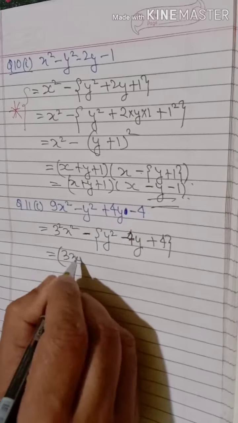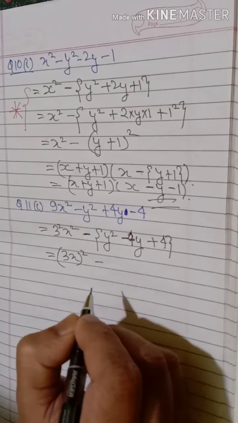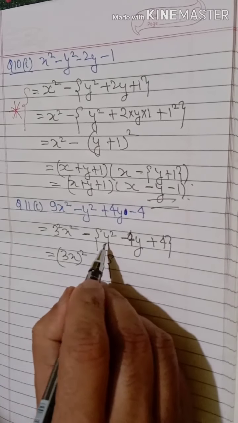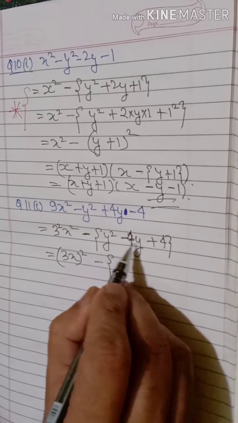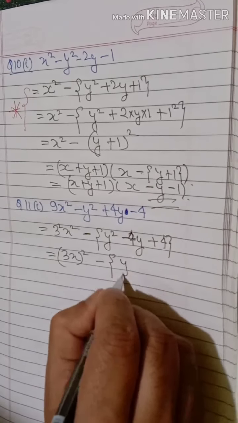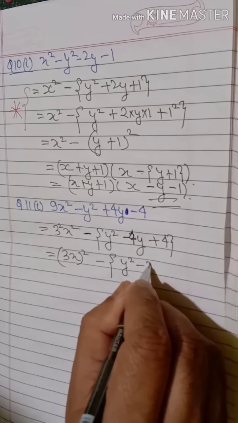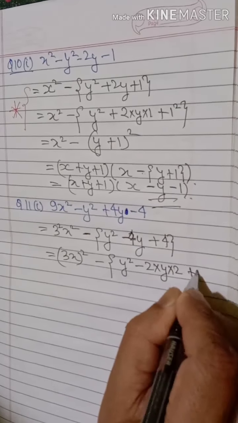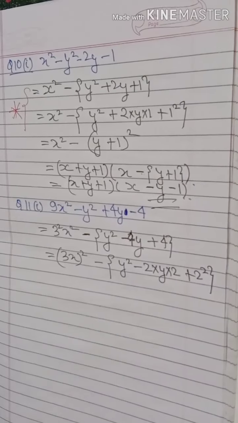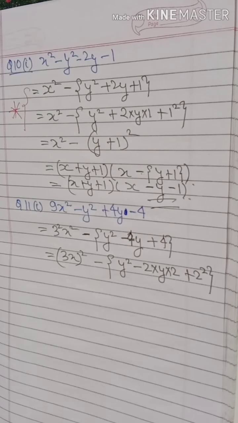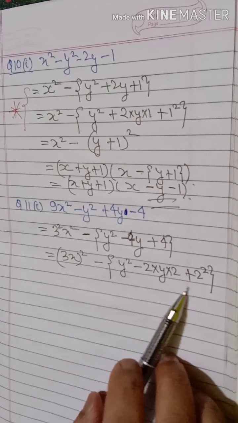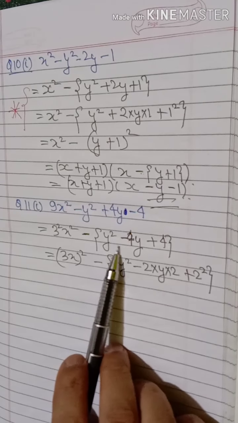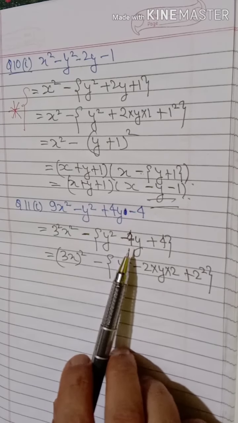This can be written as 3x whole square minus, okay, now let us write it in such a way so that this directly fits in a formula. So y square minus 2 into y into 2 plus 2 square. Now quickly let us check whether whatever we have written in this line is exactly equal to the question or not.